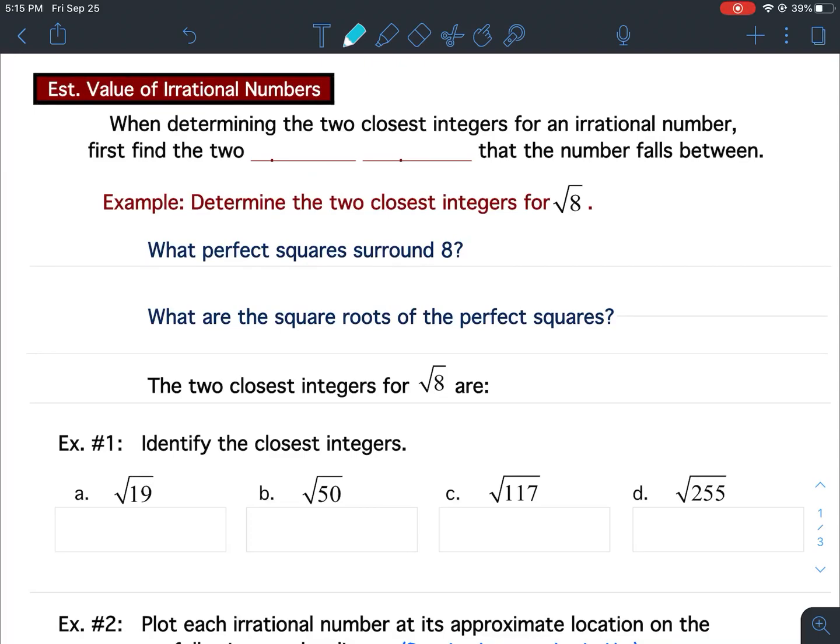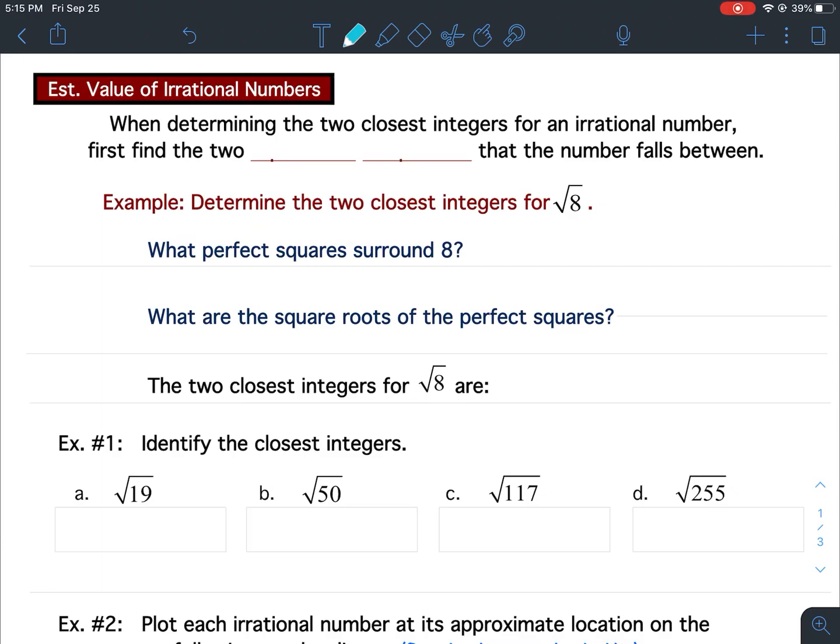Estimating the Value of Irrational Numbers, Lesson 2 Notes. This whole lesson is on irrational numbers. So every number that they give you will be an irrational number. So remember, an irrational number is a decimal that does not repeat, nor does it terminate.